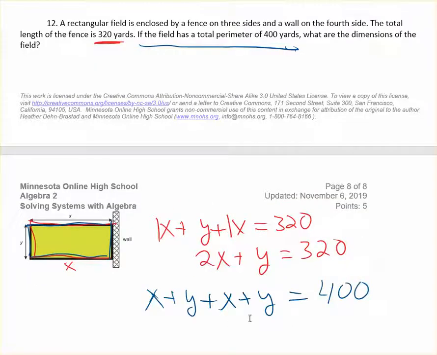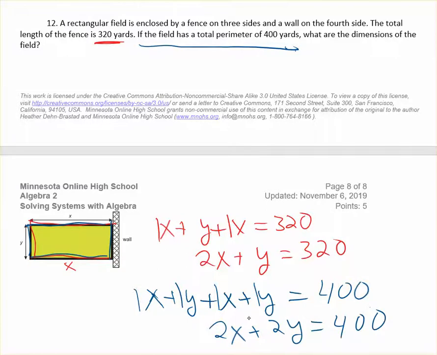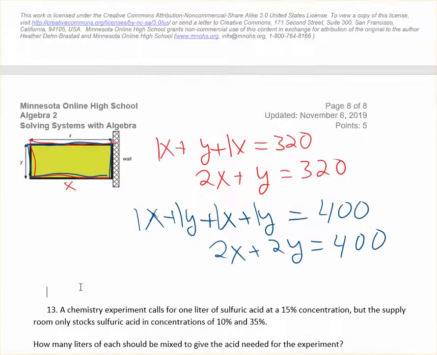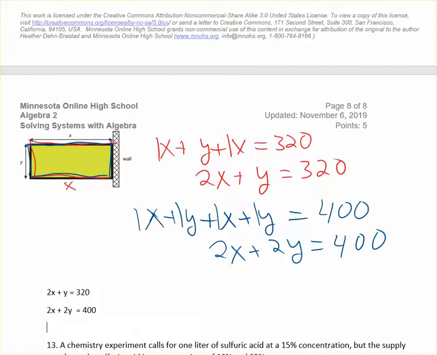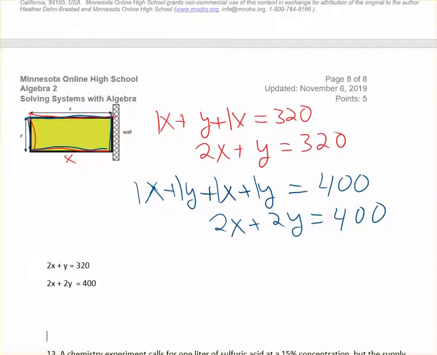Well, we could simplify that. 1x plus 1x is 2x. 1y plus 1y is 2y. So you have two equations, and now you can solve those with either elimination or substitution. And here's my two equations. And you will be able to find what x is and what y is, which will be the dimensions of the field. Now, we haven't talked about what to do if you almost have it set up for elimination.